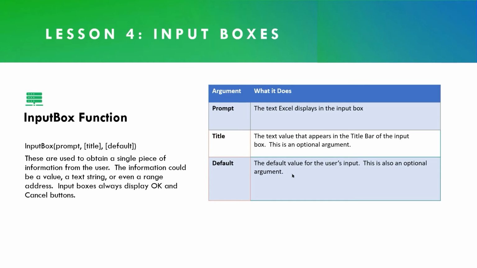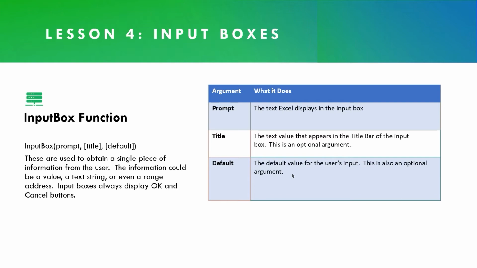And we're also going to be using the InputBox function, similar syntax to MsgBox, has 3 arguments, one of which is required, which is the prompt. It has a title argument and a default argument. And an input box is used to obtain a single piece of information from the user. The information could be a value, a text string, or even a range address. Input boxes always display OK and cancel buttons.